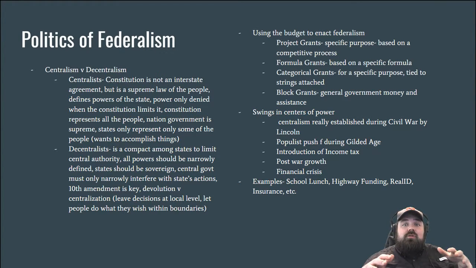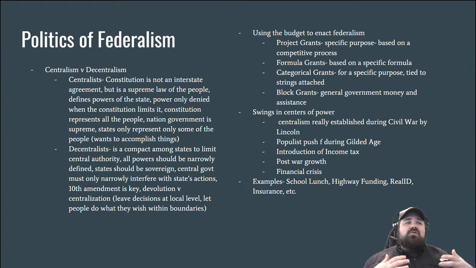Having the national government be supreme, and states only, because states only represent some of the people within the system. So the national government represents everyone, and that's why it should have the most power within the system. The easiest way to represent everyone and to make sure everyone has rights is to keep the power at the centralized system. The states only represent some of their people. The federal government represents everyone.